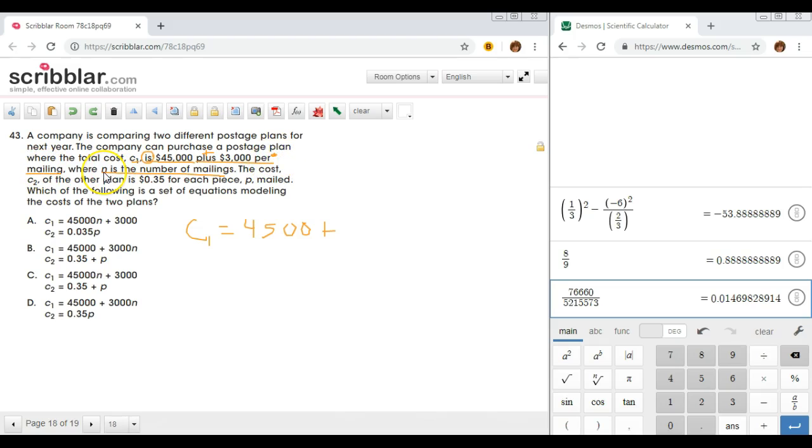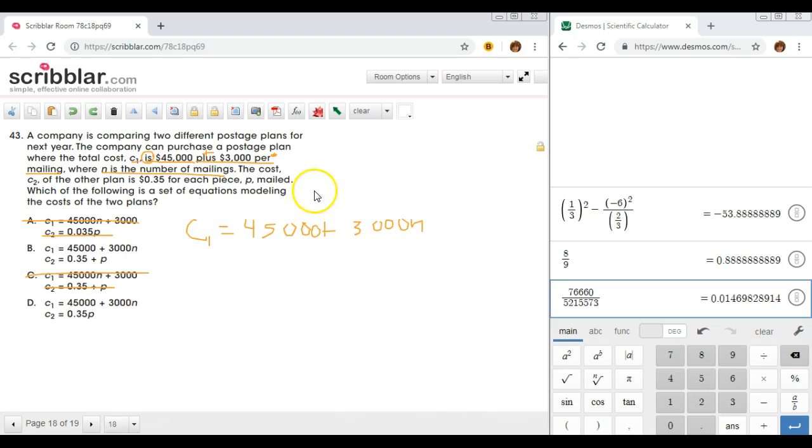And then the mailing, they said to use the letter N. That's why they say where N is the number of mailings. So 45,000 plus 3,000 N. So that's our first equation, which means A is not our answer. And C is not our answer. We have to be either B or D.